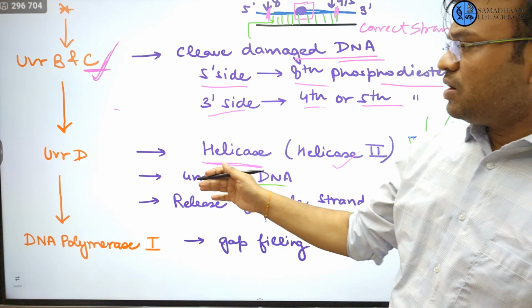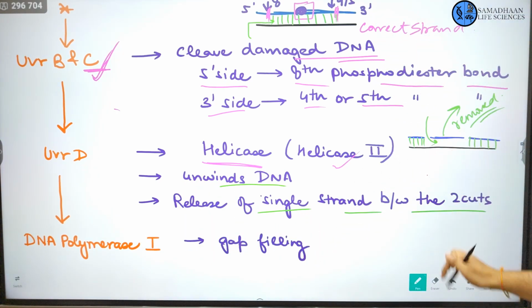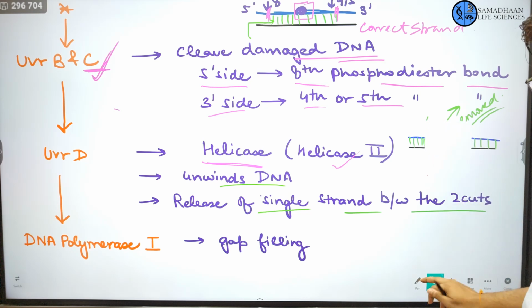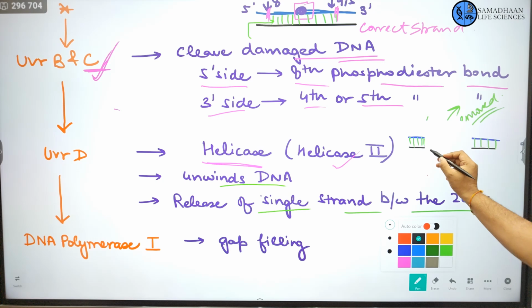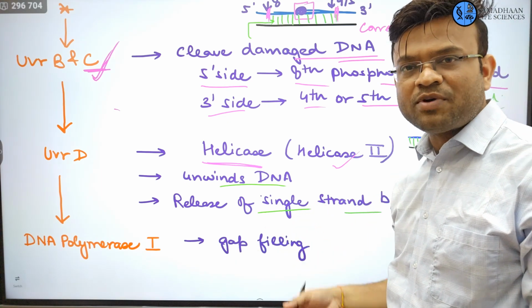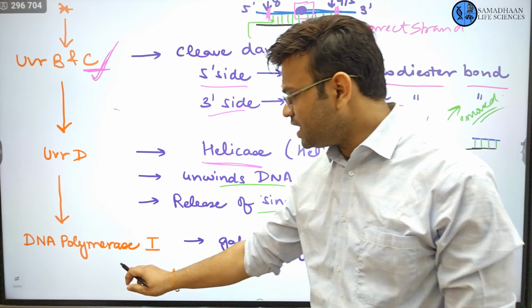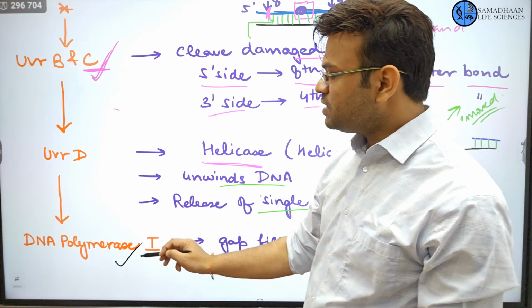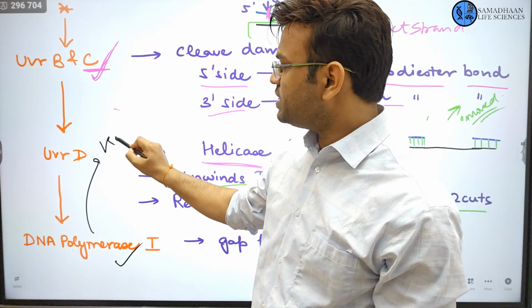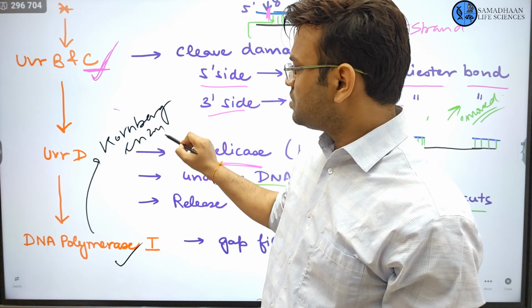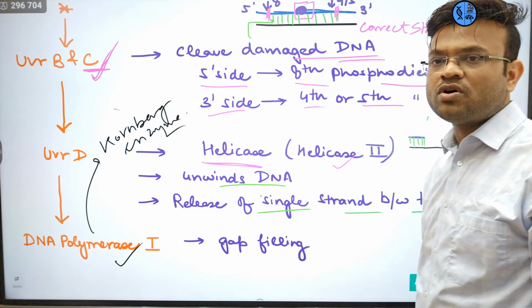Now, obviously, a gap would be created over here. Let me just rub it out and see if you are able to understand this. So a gap would be created over here like this. If I want to fill this gap, I will require an enzyme, and the name of the enzyme would be DNA polymerase 1. DNA polymerase 1 is also called the Kornberg enzyme. Very important point, Kornberg enzyme.